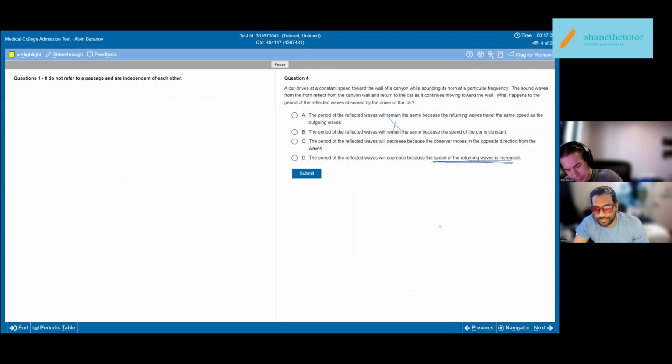Yes, I'm pretty sure it is. I'm just trying to reason it through, but I still don't fully understand C either. I kind of do, but it's like, right, if the car is moving toward the canyon, the waves reflect off and they're going in the opposite direction. But how does that connect to the period?